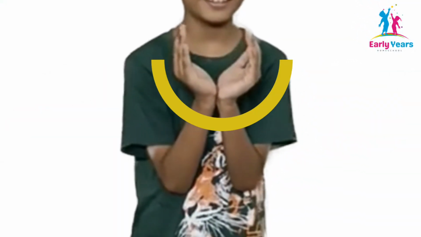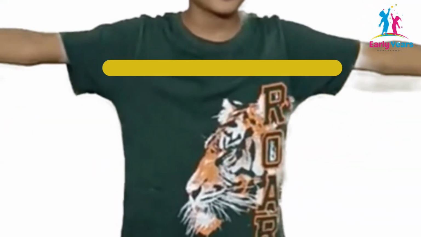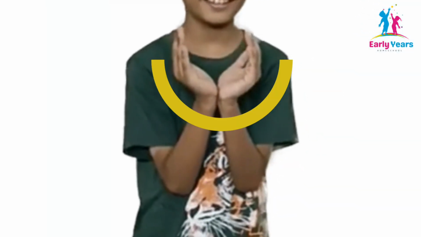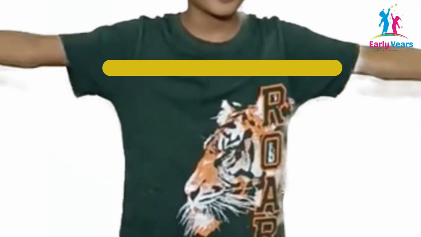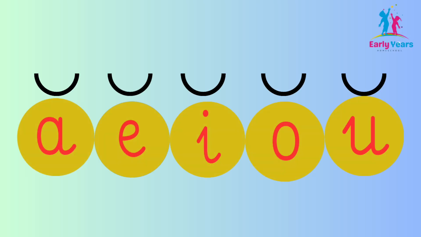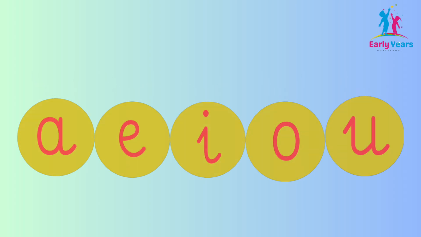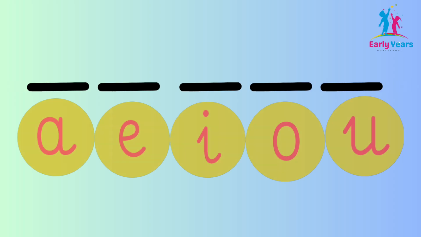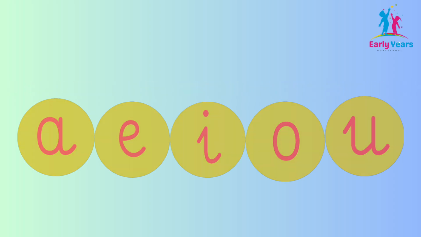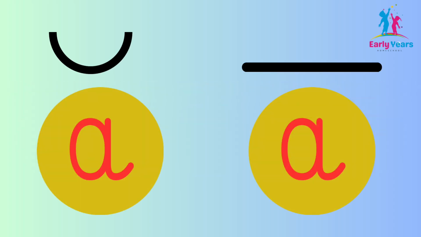Short sound, long sound. Let's repeat. Short sound, long sound. This is how we write the short sounds. This is how we write the long sound. Let's see how to say the short sound and the long sound of vowels.